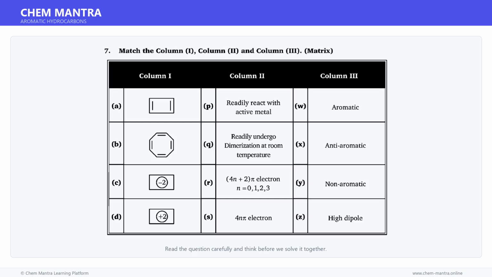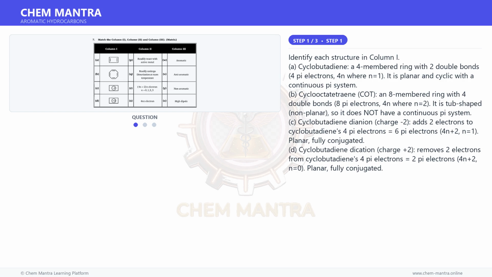Here is a question. Read it carefully and think about the answer. Let us solve it step by step. Let us begin solving this step by step. Identify each structure in column I.